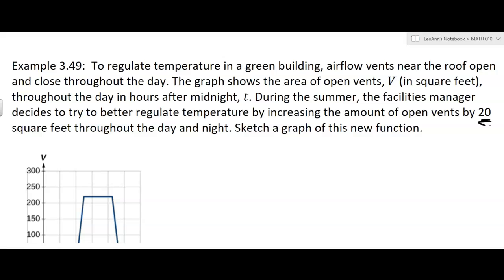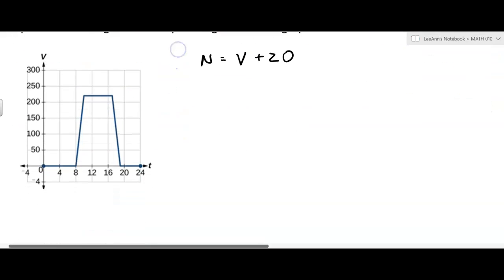So what we're going to do is our new function, I don't have a name for it, n for new, is going to be equal to V, the old function, plus 20. We're going to increase all of them by 20 square feet. Okay, so what happens is my new graph is going to just shift up. It's going to shift up 20 square feet.